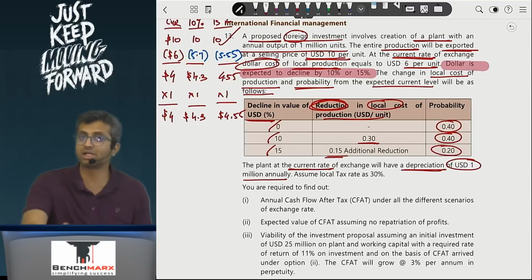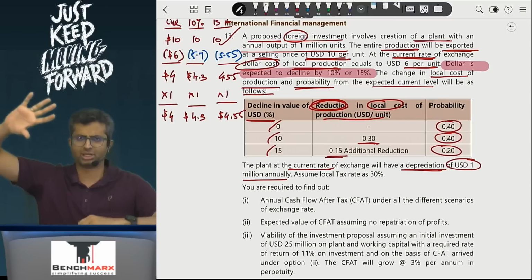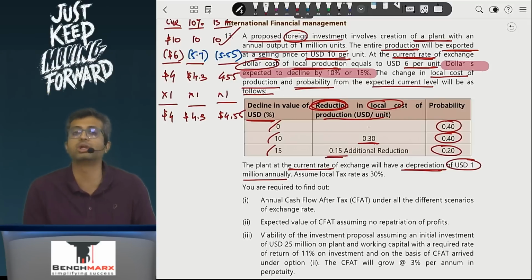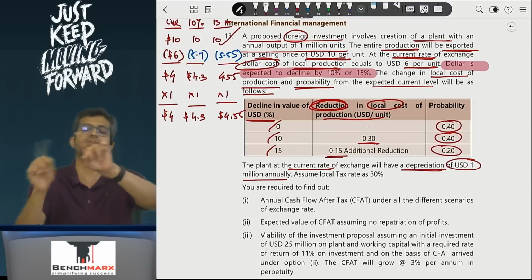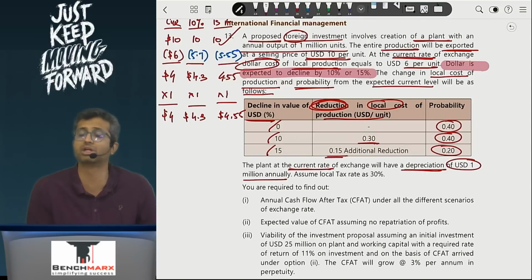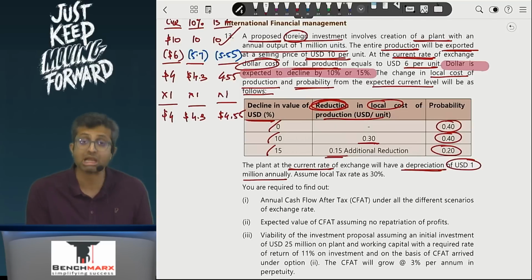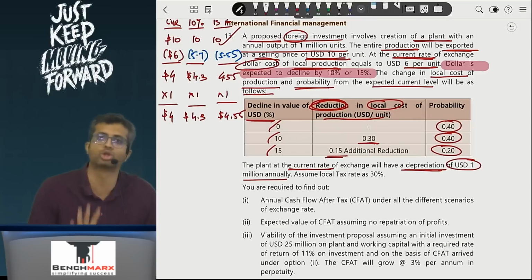But that is at the current exchange rate, which means maybe in the country where you are setting up the plant, you're not calculating tax, but you're calculating in the US, which means you'll have to convert everything into US dollar. Even depreciation will be converted into US dollar. If my exchange rate changes, my local currency cost changes. In a similar way, if my exchange rate changes, my depreciation in dollar will also change.